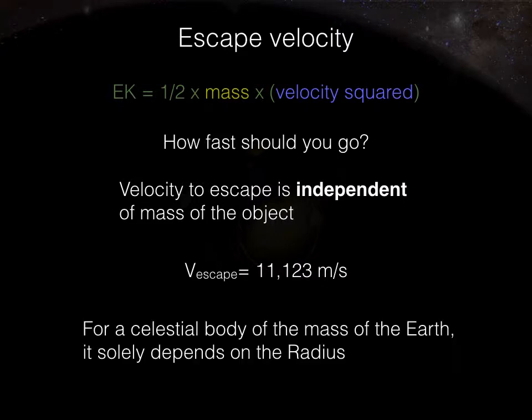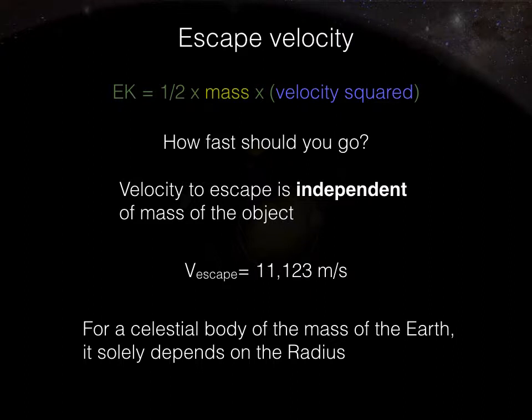But also, one of the things that we can ask is that for a celestial body of the mass of Earth, it will only depend on the radius. So the escape velocity depends only on how far you are from the center of the Earth, if you will.